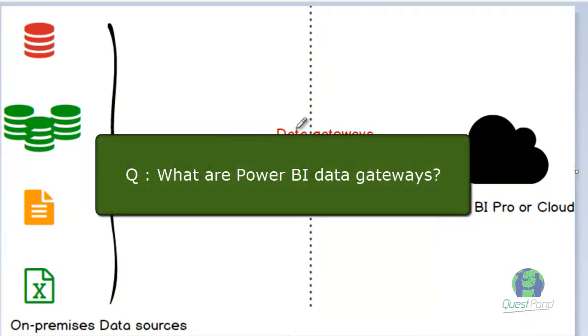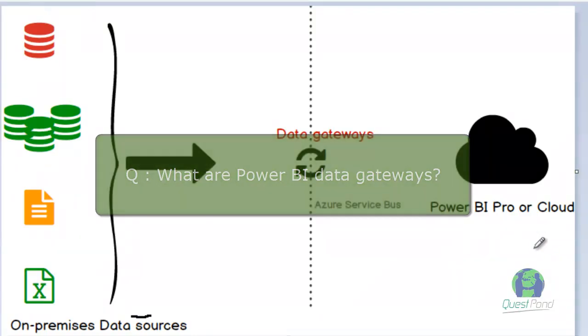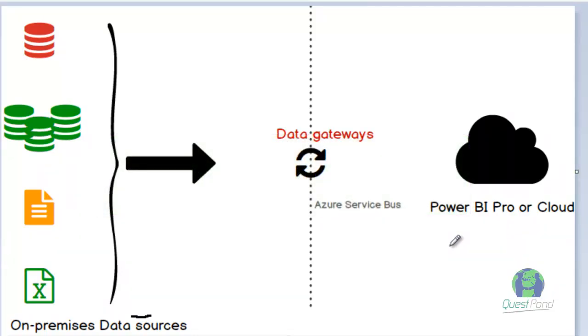What are data gateways in Power BI? Data gateways in Power BI act like a bridge or connector between your on-premises data sources and your Power BI files which are hosted on the Power BI Pro or Power BI cloud services. So this data gateway acts like a connector, as you can see from this image.